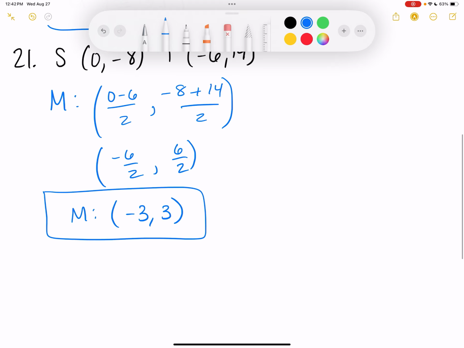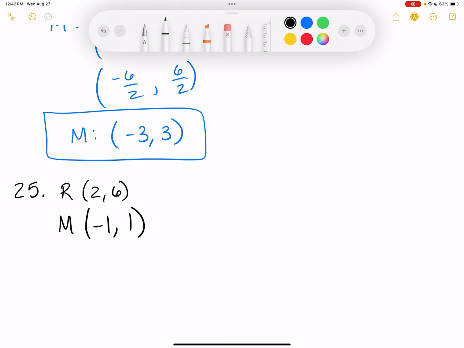So 25. R is 2, 6, and M, which will always represent our midpoint, or at least in this section, is -1, 1. Does anybody remember how we needed to set up yesterday to find the other endpoint? I mean, I know we just did one of them, but I'm just curious if we remember.